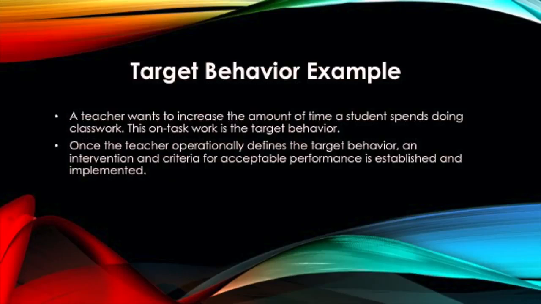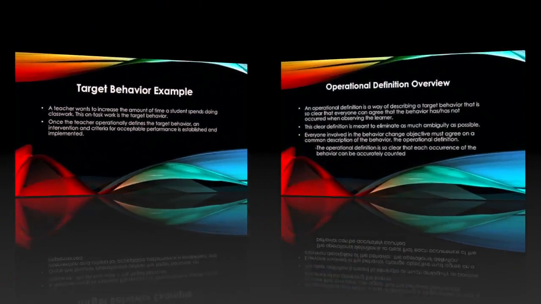An example of target behavior is a teacher that wants to increase the amount of time a student spends doing classwork. When the target behavior is identified, it must be operationally defined before the final two components of the behavior objective can take place. So, what is operationally defining behavior?